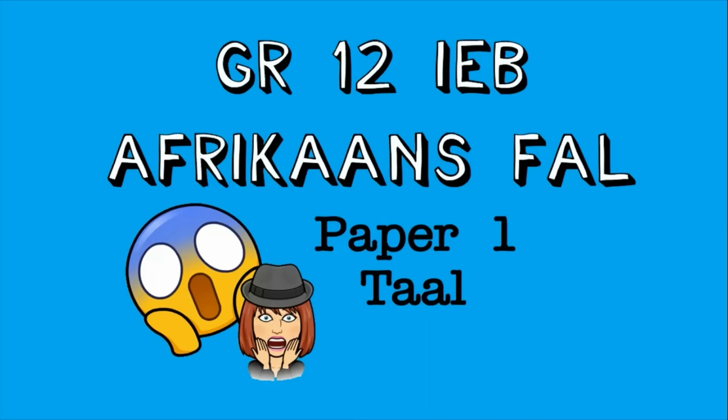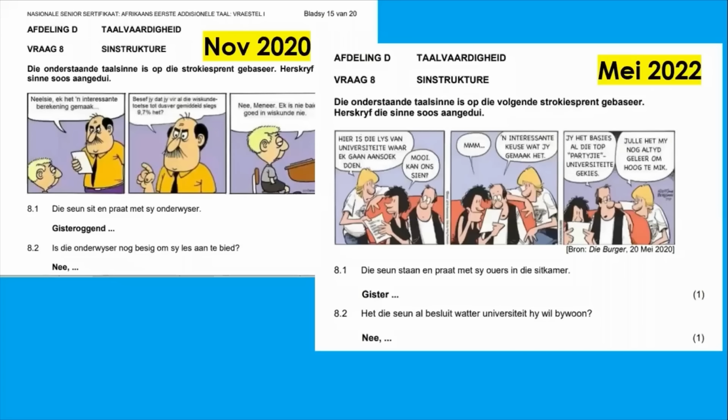Okay, so the 4 papers that we are going to look at are a November 21 and a May 22. And as you can see, they have the same vibe. The question starts with a strokie spread up here, the same here. And the first 2 are in order. Here they have a tense one, and here they are ontkenning, and the same one over here.